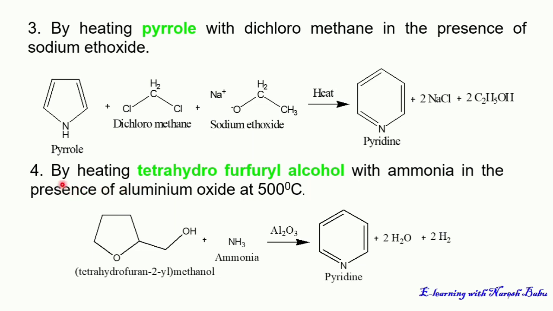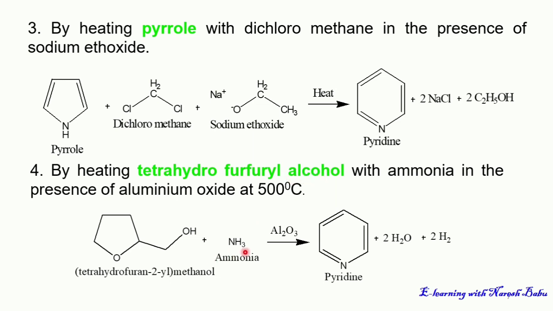Another method of preparation is by heating tetrahydrofuryl alcohol. It is also a 5-membered ring, tetrahydrofuran, without double bonds, having the attachment at the second position, where methyl alcohol is present. So it is tetrahydrofuran-2-yl methanol, which we can call tetrahydrofuryl alcohol.